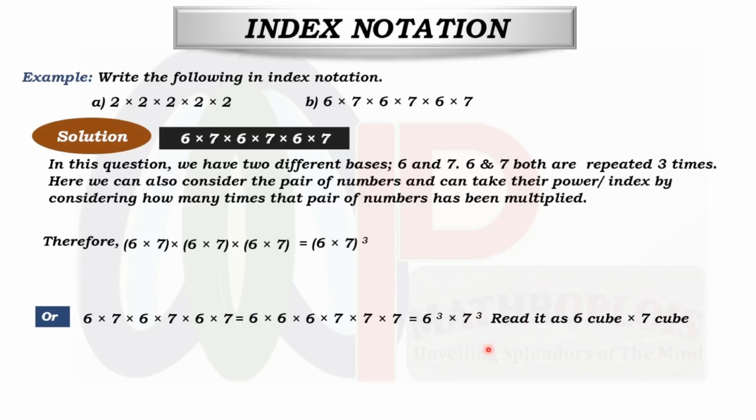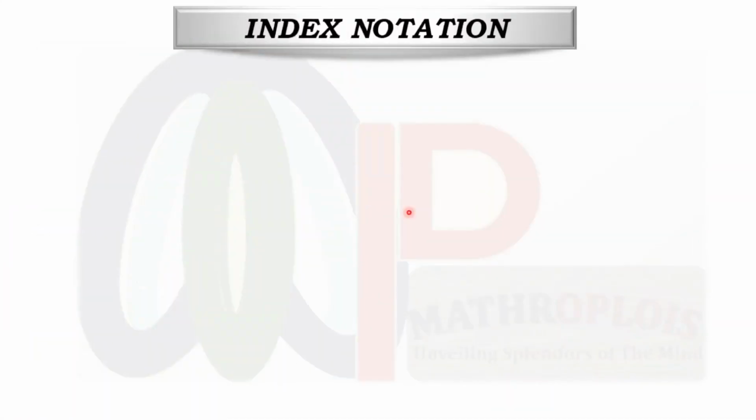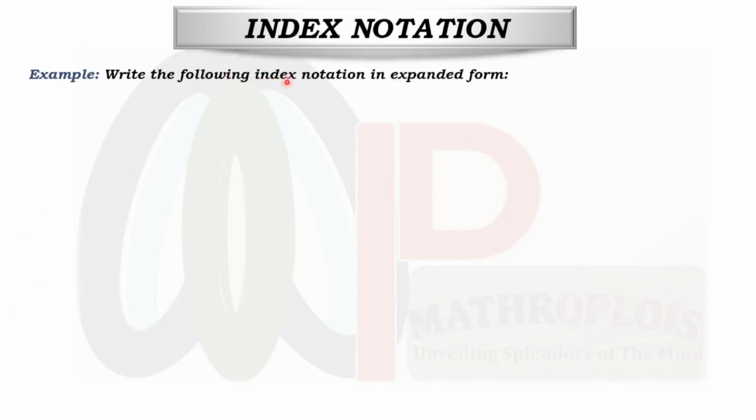There is another example. In this example, it has been asked to write the following index notation in expanded form. The first part of the example is 3 to the power of 4. The second part is 2 to the power of 4 multiplied by 3 cube. The third part is 2 multiplied by 9 whole square. It is the reverse of the above example.